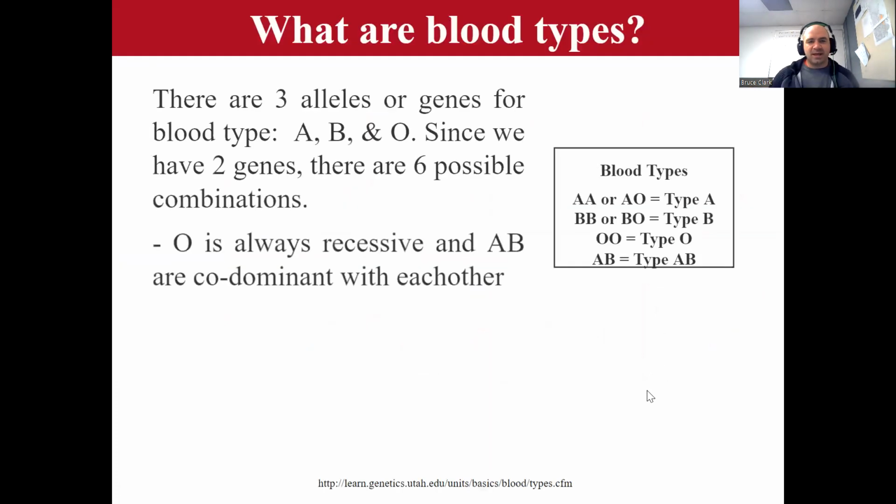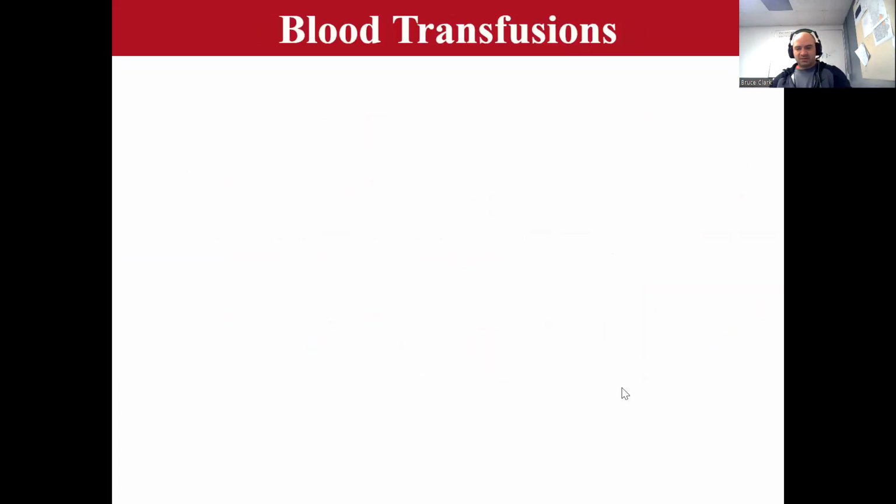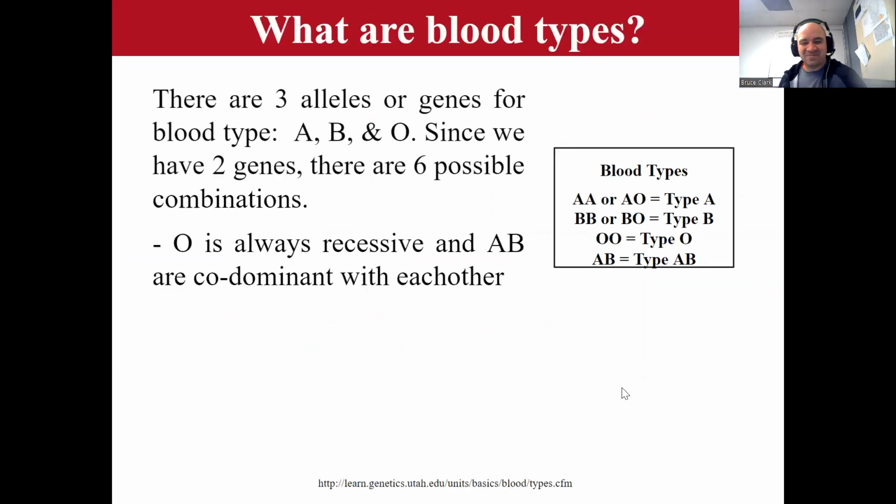Let's get more. Okay, this is the money slide. This is the slide that is the most important for the day. Blood type is interesting because there are actually 3 different options. We don't have tall or short, purple or yellow. It is A, B, or O. Since you have 2 genes, that means there are 6 possible combinations. I have that in the box over here. We can be homozygous for type A or heterozygous for type A, homozygous for type B, heterozygous for type B, type O, or type AB.